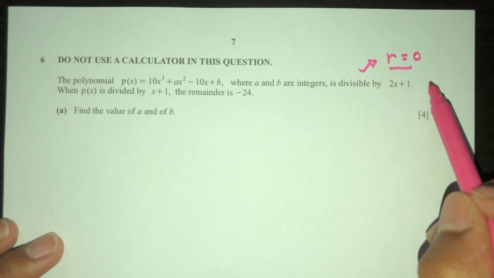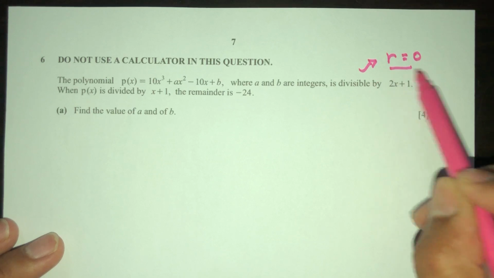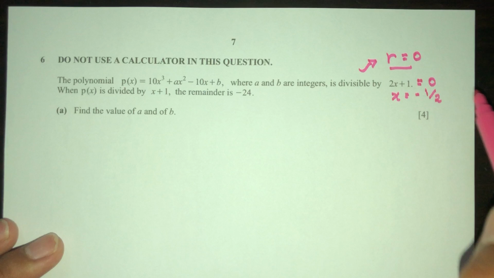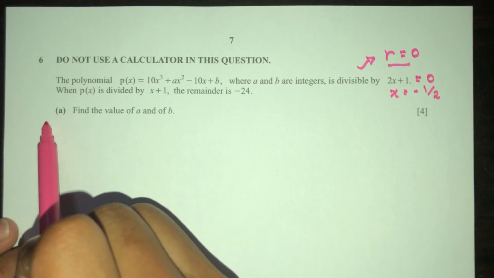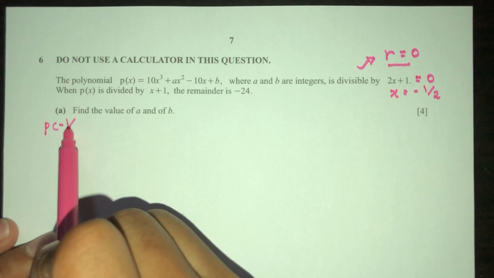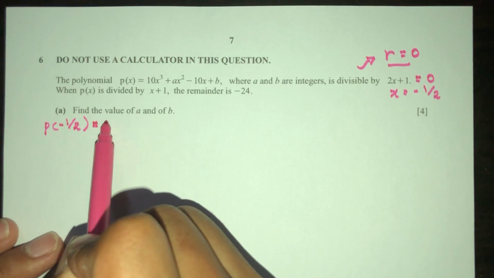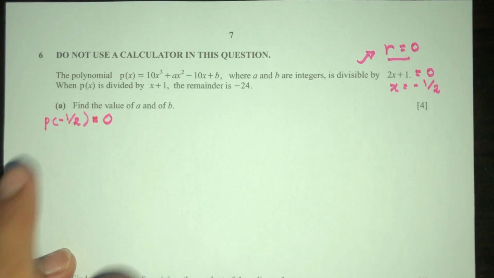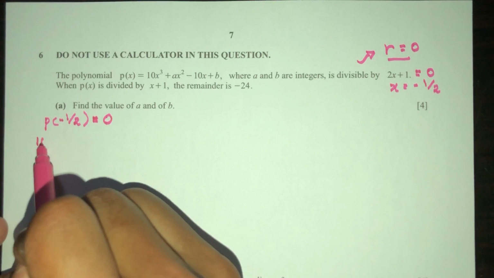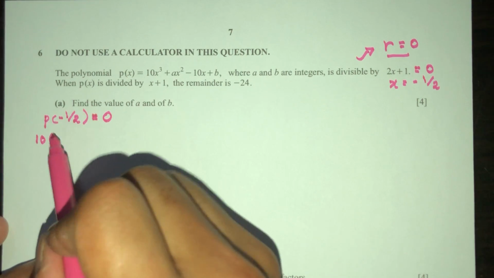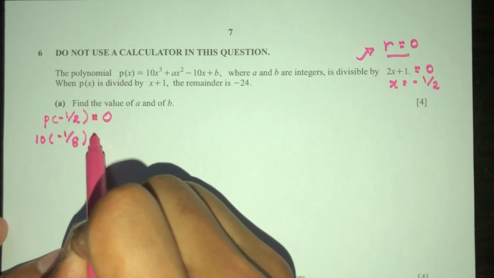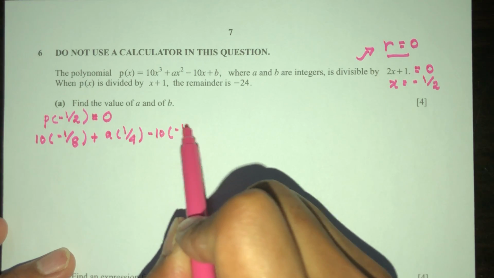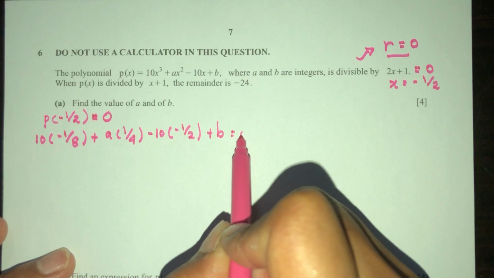Now what is the value of x that we need to take? For example, take the same thing right here, equate that to 0, you will have x is equal to -half. So it basically means that when p takes in the value x equal to -half, the remainder has to be 0. That's what it means. So we can use this to form an equation. Let's plug in these values here. You will have 10 times, this will become -1/8, plus a times 1/4, minus 10 times -half, plus b equal to 0.